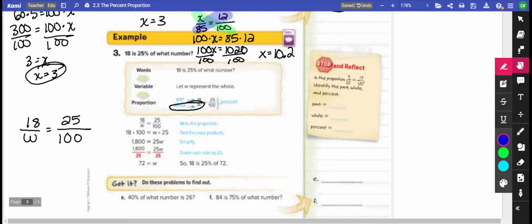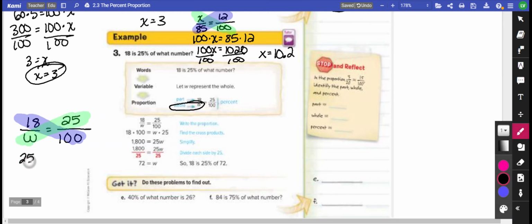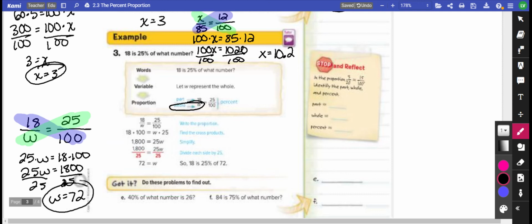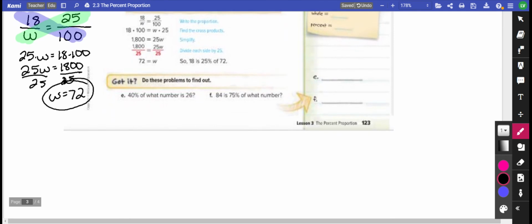So I'm going to cross multiply, just like I have been. 18 times 100, 25 times w. So 25 times w equals 18 times 100. 25w equals 1800. Divide both sides by 25. And I get w equals 72. So 18 is 25% of 72. Our whole number is 72. So let's try letter E and F to find out if we understand this.